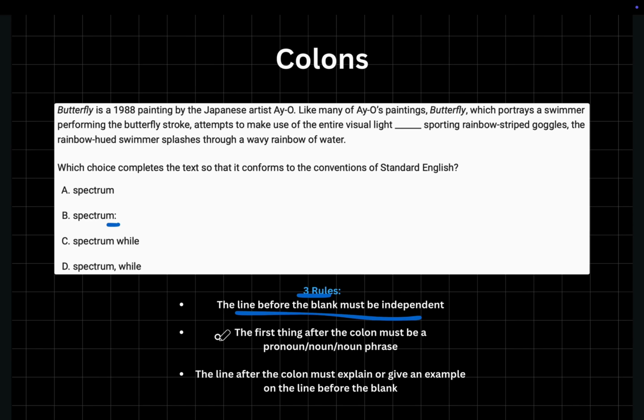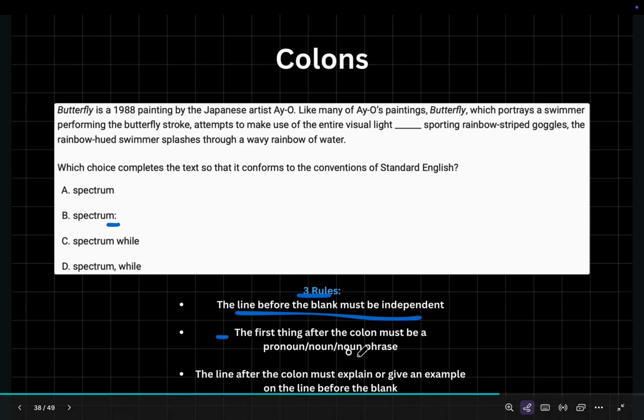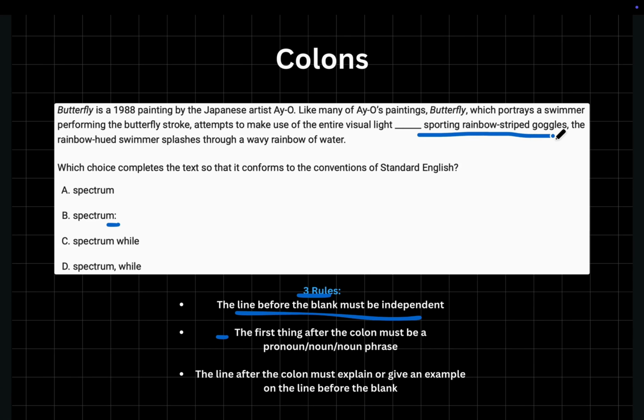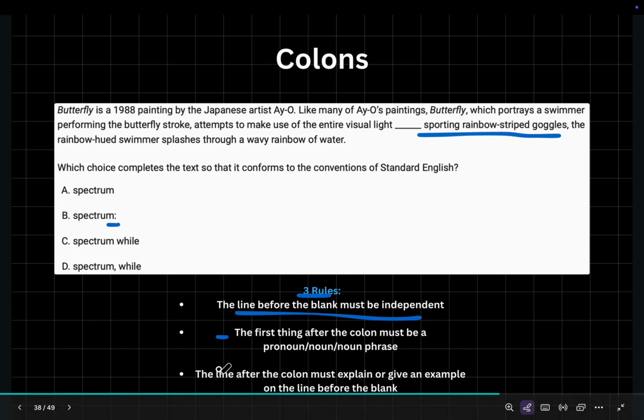Next up, is the first word after the colon a pronoun, noun, or a noun phrase? Okay, so after the colon, it says sporting rainbow striped goggles, which is a noun phrase. A noun phrase is a group of words that functions as a noun in the sentence. For example, garden is a noun, but if I say the big and beautiful garden, that is a noun phrase. And here it is saying sporting rainbow striped goggles, which means that the goggles are sporty and have rainbow stripes. So, yes, answering our question, this is a noun phrase. What about the last rule?